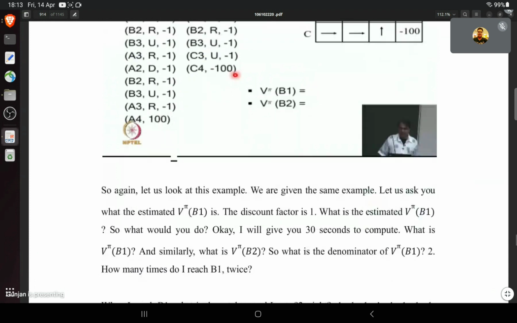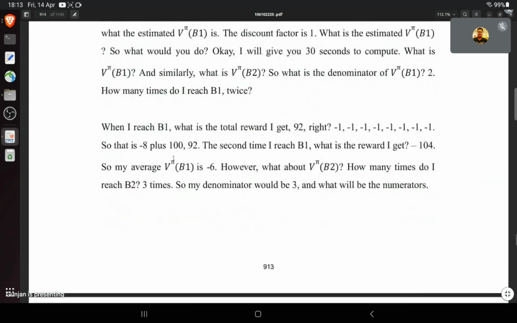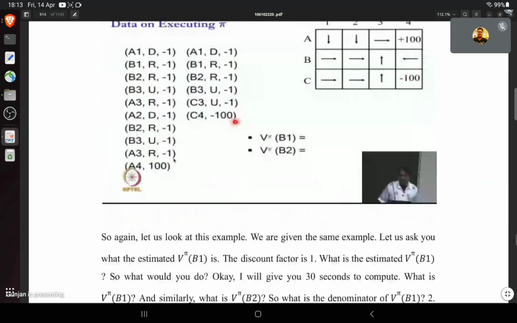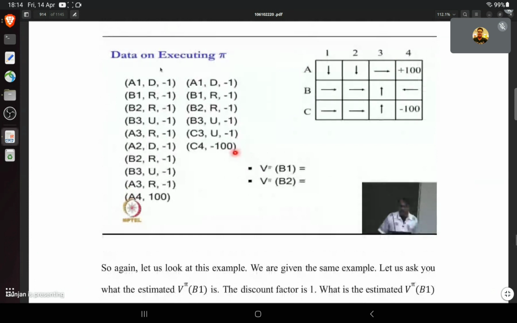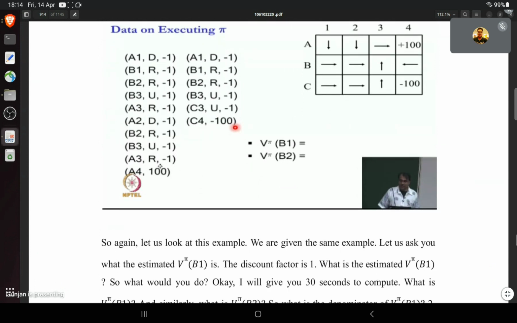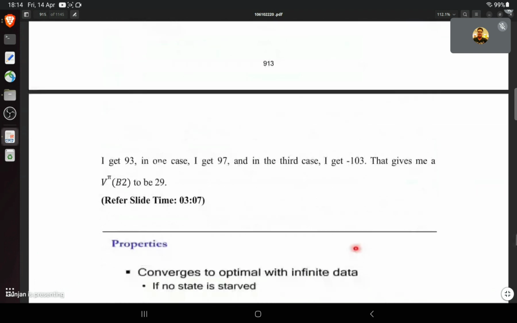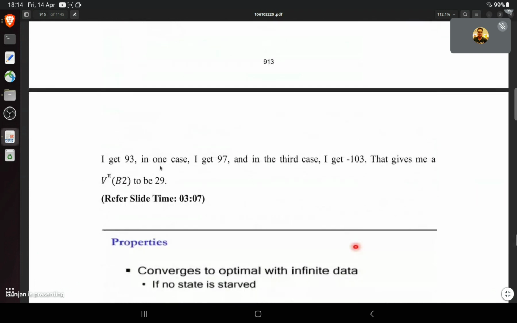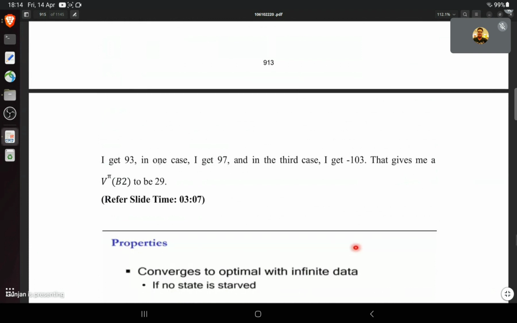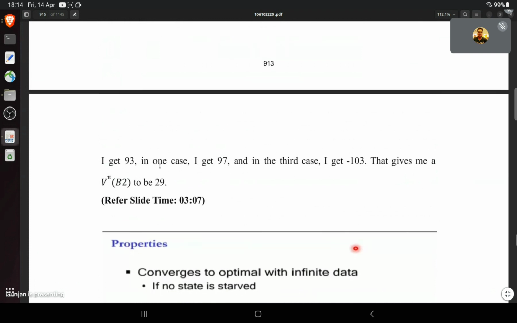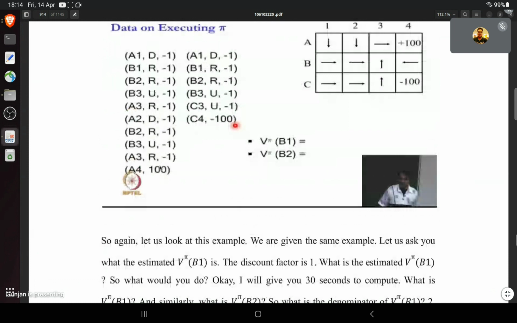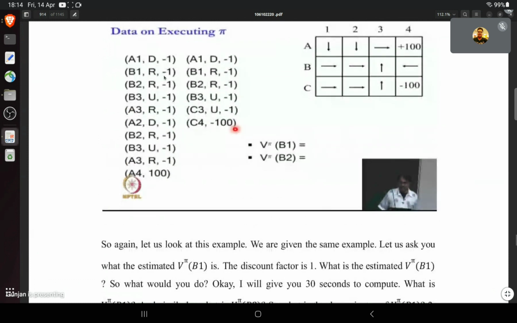Similarly, the second question that the professor discusses in the class is what is v pi of b2. Now, if you check the simulation table here, you will see that B2 occurs two times, right? B2 first time after B1 and B2 first time after A2. So the professor considers both of these instances separately while calculating this value here, right? So in first case it is 93, and in first case, second time it is 97, and finally in the third case it is minus 103. So if it is B2, right?